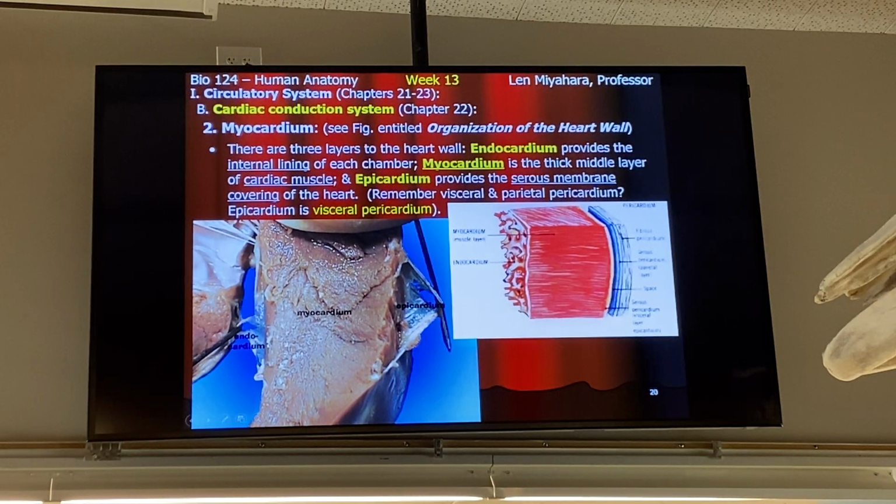So this drawing shows the pericardial sac. The pericardial sac, or parietal pericardium, is not in this photo.